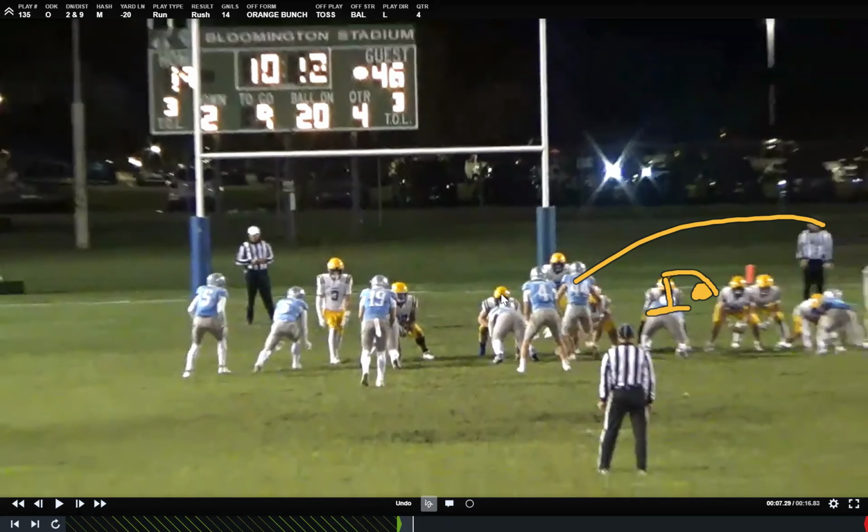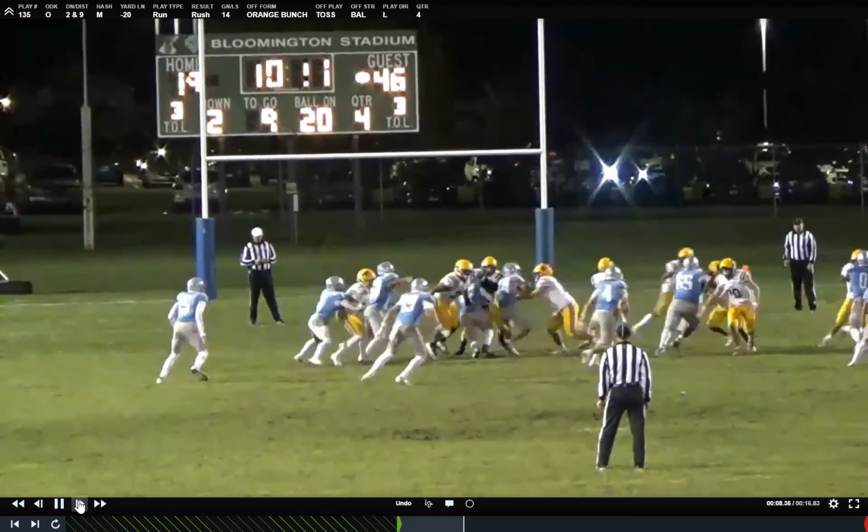Backside guard, your rule is rip to cut off. You are ripping into your inside gap. No one can cross your face. You're trying to cross the face if there's somebody in your gap, and then you are going and trying to cut off the second level. The backside backer, or you're working up to a safety.